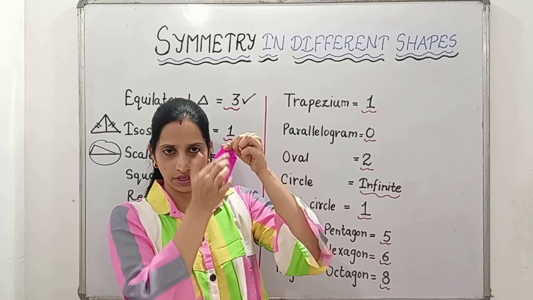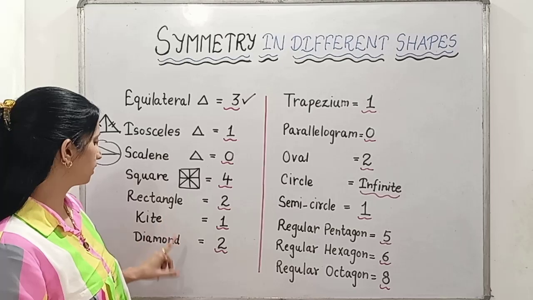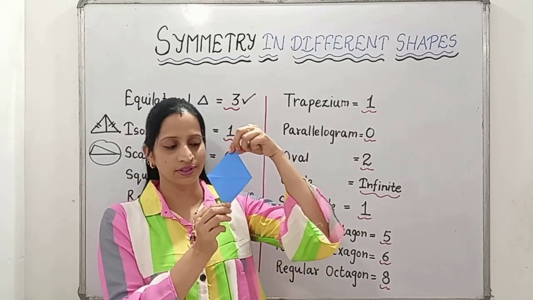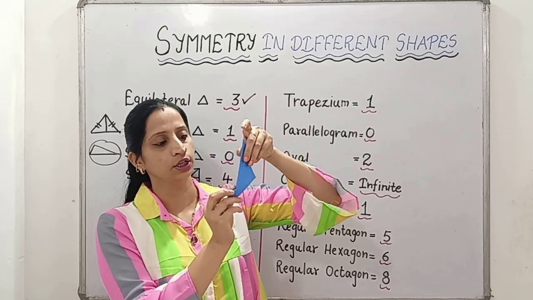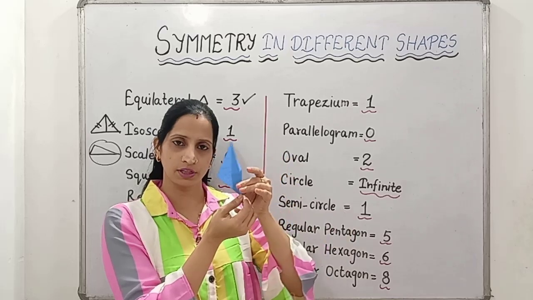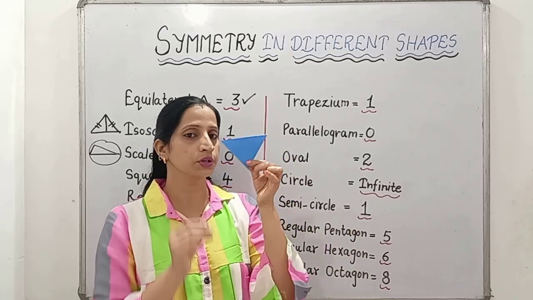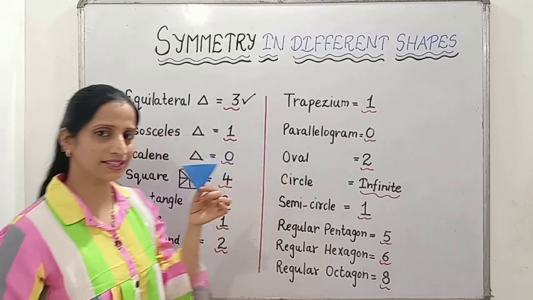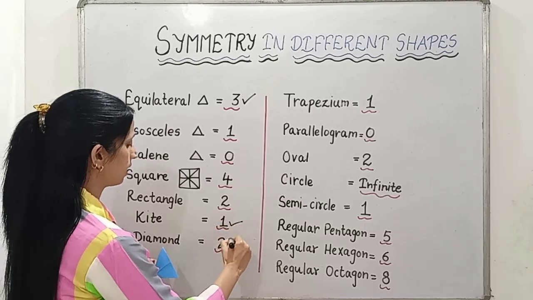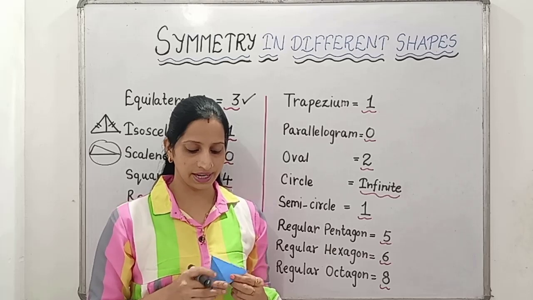This one. Okay. Now after the kite, it's the turn of the diamond shape. So this is a diamond shape. A diamond has only 2 lines of symmetry. One is a vertical line of symmetry. Another one is a horizontal line of symmetry. So it has 2 lines of symmetry. Okay, kite is done, diamond is done. Now moving on to the next shape, that is trapezium.